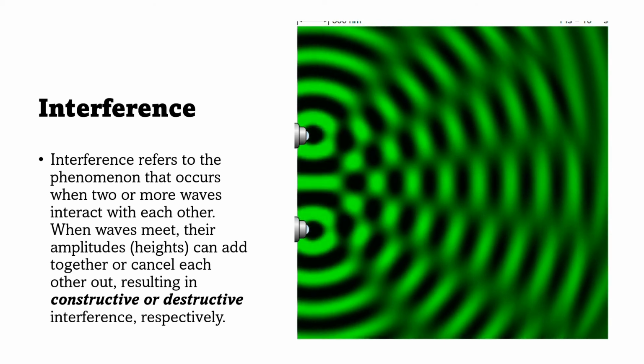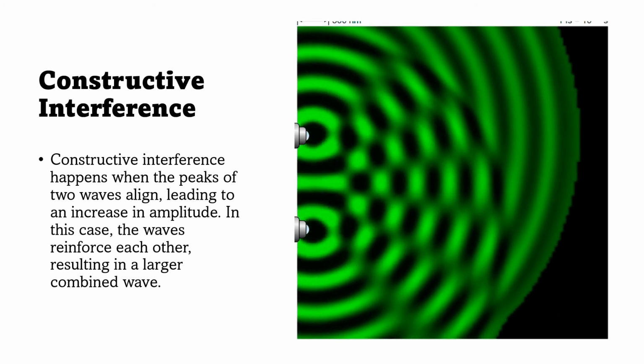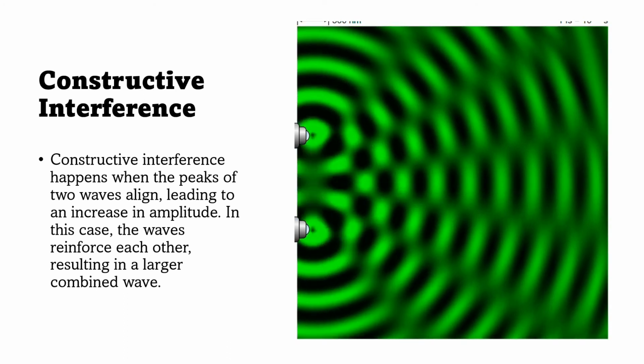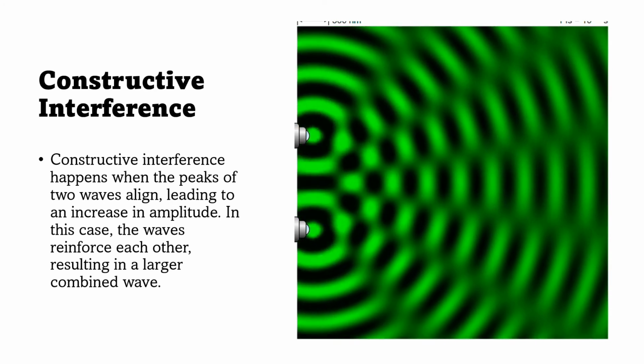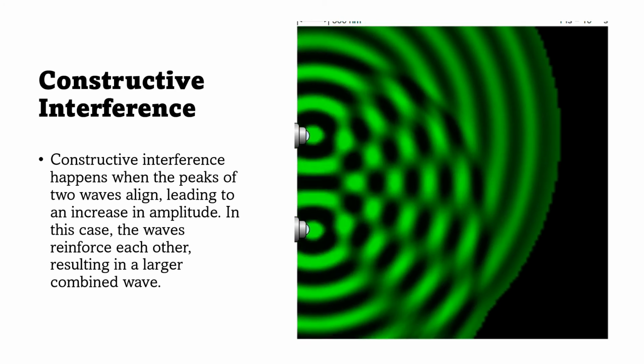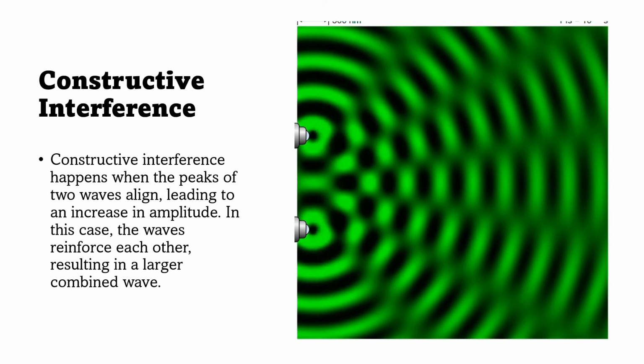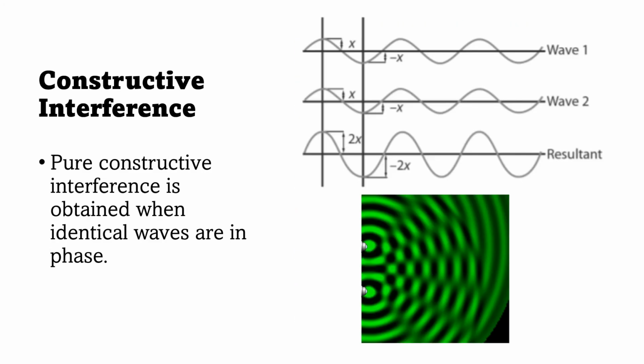Constructive interference. Constructive interference happens when the peaks of two waves align, leading to an increase in amplitude. In this case, the waves reinforce each other, resulting in a larger combined wave. And when this happens, the resulting wave has a higher intensity or brightness. The green light in the figure shows pure constructive interference. Pure constructive interference is obtained when identical waves are in phase.